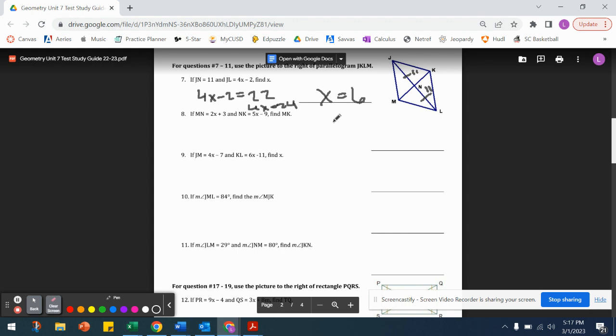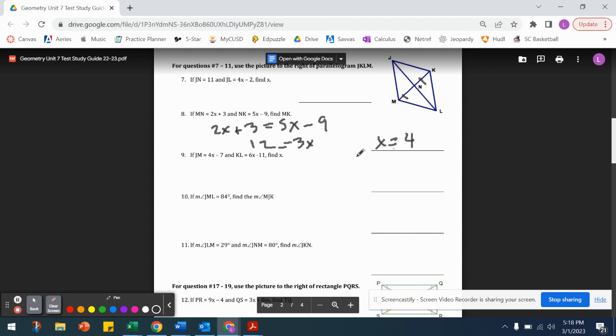The following one, it says MN. Let me just clear this really quick. If MN is 2x plus 3, and NK, well, again, we just said that it's bisected, right? That these two are going to be the same. So if this is MN and this is NK, then we know that these two lengths, because it's a parallelogram, have to be equal to each other. So I'm going to subtract that over, I'm going to get a 3x. Add that over, I'm going to get a 12, which means that x is going to equal 4.